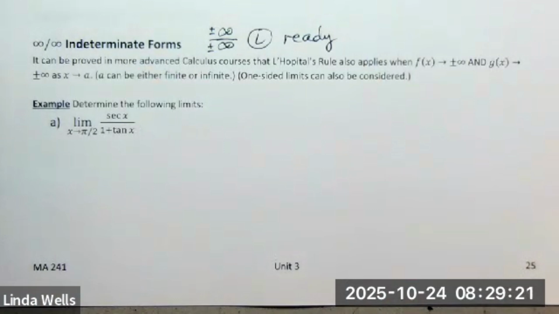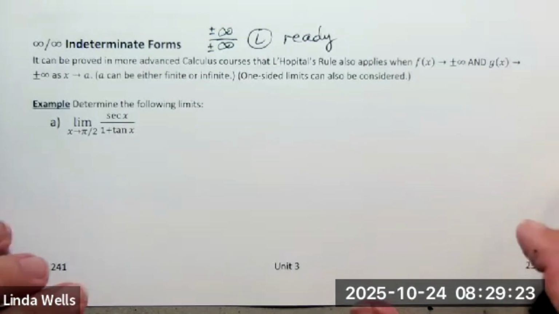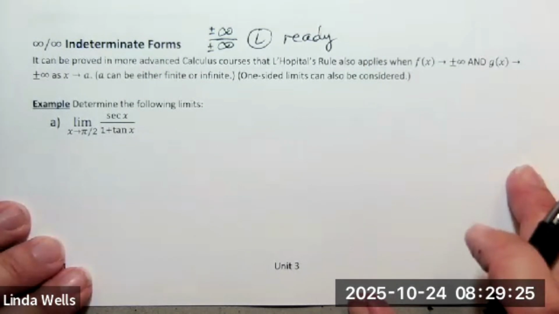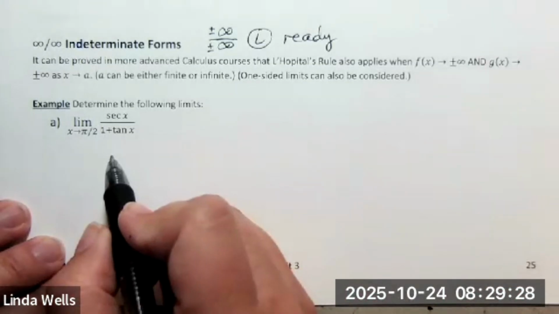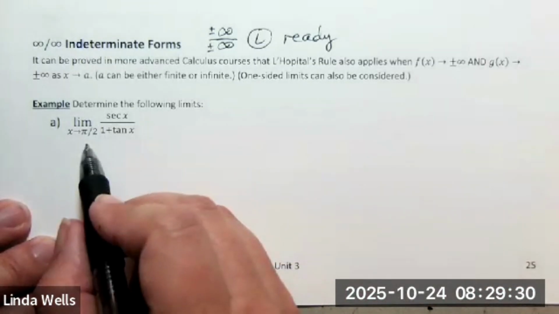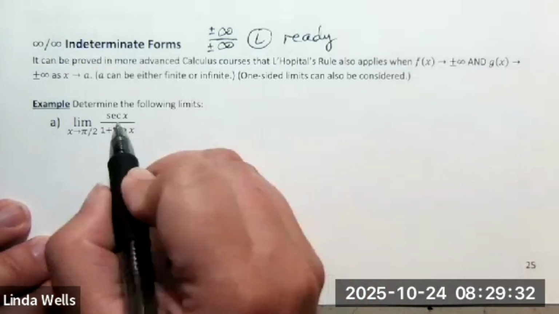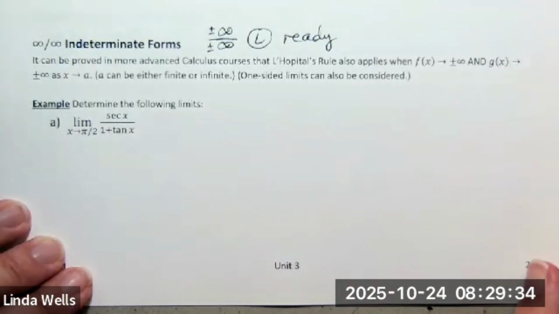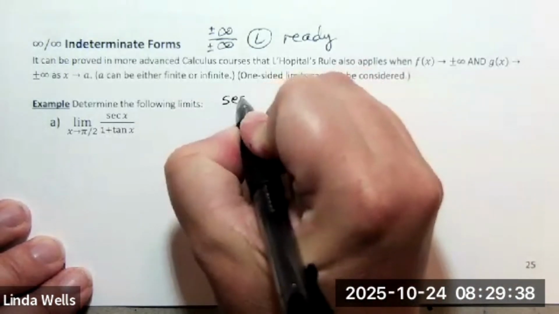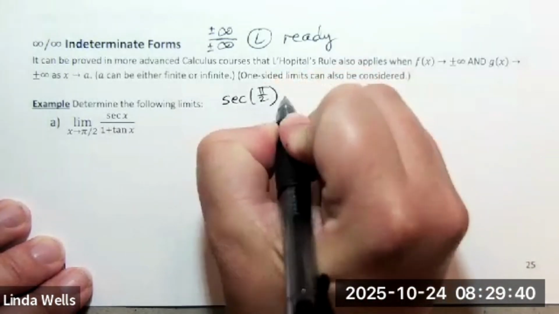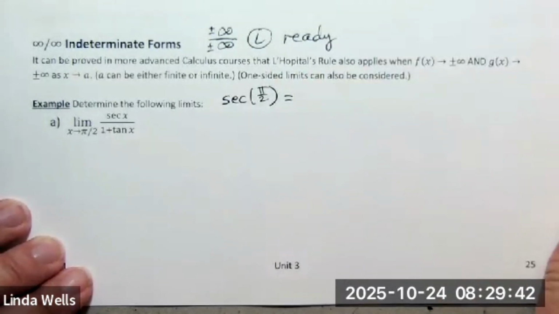You ready? It's a limit. What should we do first? Plug in pi over 2. All right, this is great practice. Secant of pi over 2. You guys like these, right? Let's work that out on the side. What is secant of pi over 2? How did I find that? My calculator can't do it.